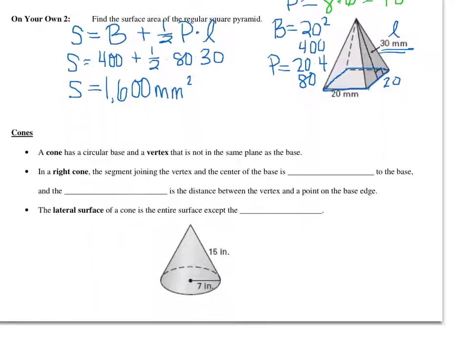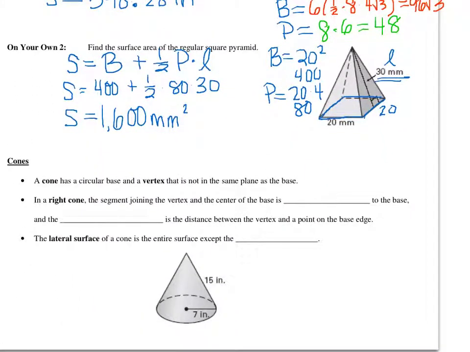Okay, we're going to talk about cones here for a little bit now. So it says a cone has a circular base, so here's my circular base, and a vertex that is not in the same plane as the base. So my vertex is up here, here's my circular base. In a right cone, the segment joining the vertex and the center of the base, so from the vertex up here down to the center of the base, that right there is perpendicular to the base.